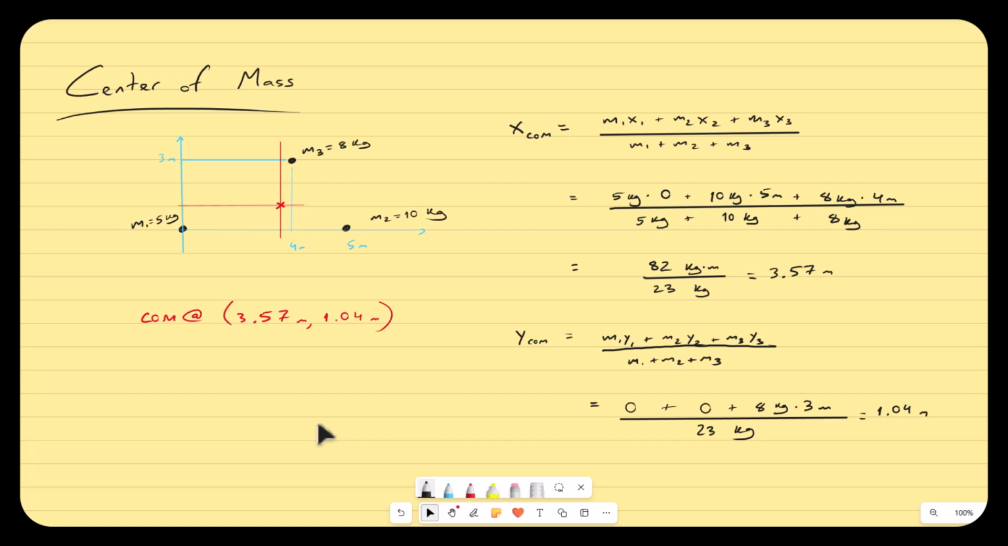I want to do one that's a little more complicated too. I want to do one more. Let's find the center of mass of something like this. We'll go a triangle, and then we'll go maybe a smaller triangle attached to it, and just for fun, we'll attach a box.